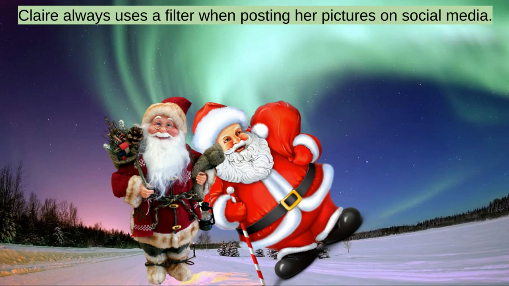Now, in this case, you don't need his comma cane because he can lean on his brother to help him stay up. Claire always uses a filter when posting her pictures on social media. So again, identify them. What is the independent clause here? And what is the dependent clause?